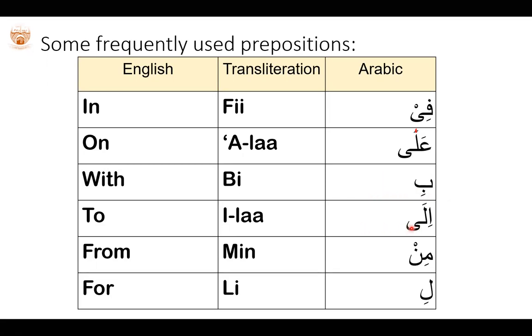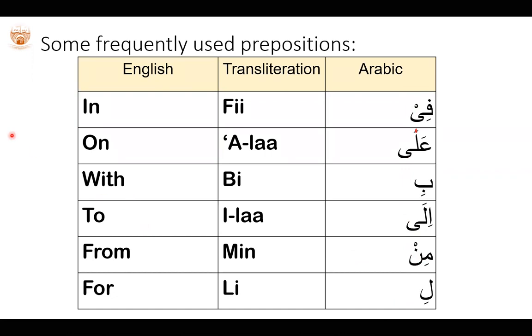Ila is harful jar, a preposition. Ila means to. If you want to say to a mosque, what would you say? Ila masjidin. We say from a teacher. What is the word for teacher again? Mudarrisun. So therefore we'll say min mudarrisin, from a teacher. When I say for a boy, what did you say? Li waladin. Li waladin.